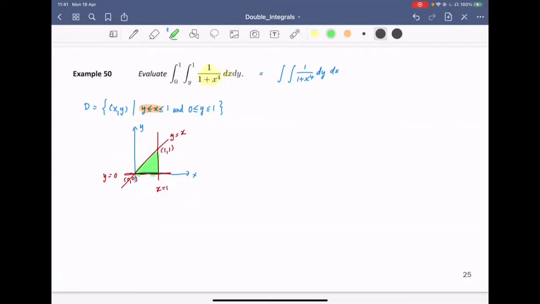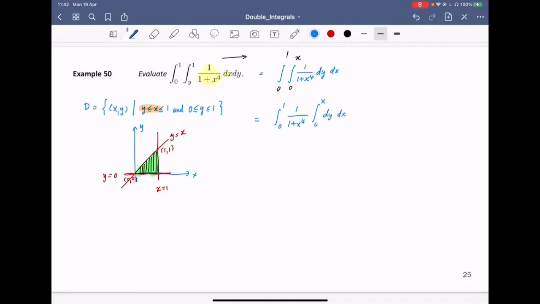Makes sense? And then after that, we're going to switch the order of integration. Before, we did the horizontal line, right? Because we start from x first. Now this time we're going to do the vertical line here, which means we start from y equal to 0 to y equal to x, and then x is going to be 0 to 1. Simple like that. And then you integrate everything here. Integrate 0 to 1, 1 over 1 plus x to the fourth power, and then integrate 0 to x of dy dx here.